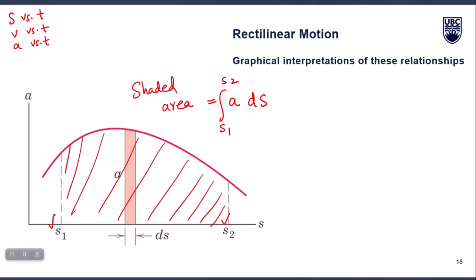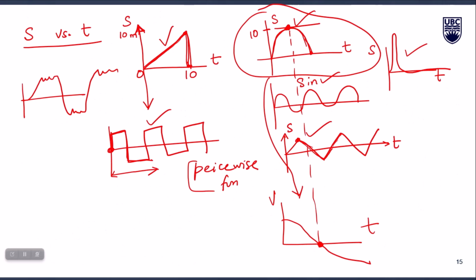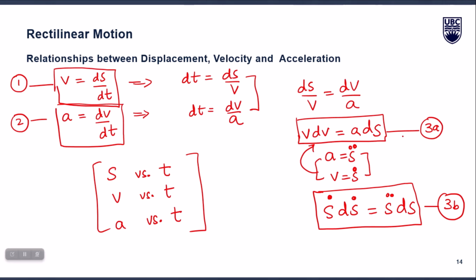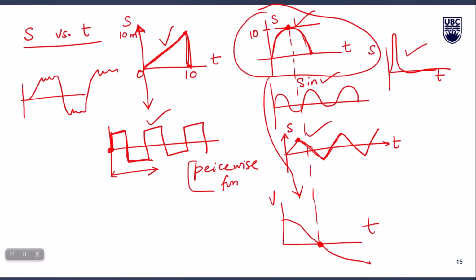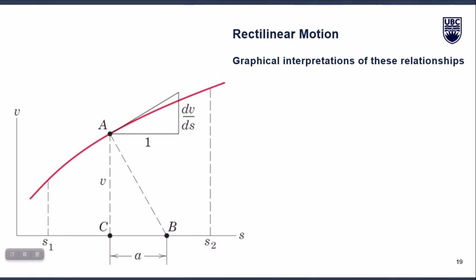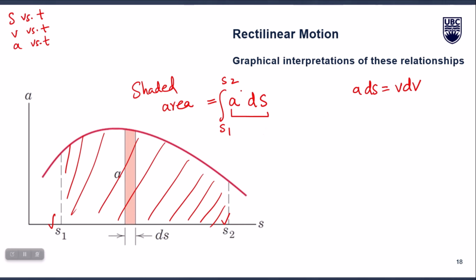So we now know equation 3. Let's recall equation 3. What was ADS? ADS from equation 3 was VDV. Let's go back quickly to see what was equation 3. Actually 3A. ADS is actually VDV, right? So let's use that equation 3A and see what it will become. Here we have this integral, and we can write it as VDV, and now the limits will be from V1 to V2, where V1, V2 are defined as the velocities at T1 and T2.